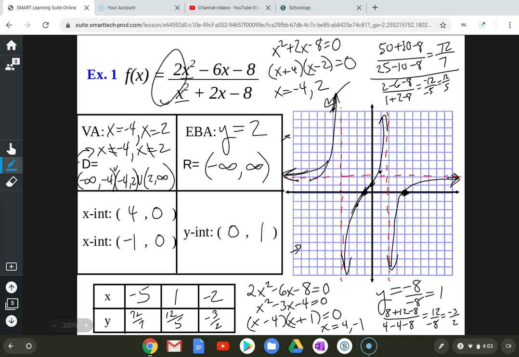So again, I'm just going to reiterate: you start with your asymptotes. Let the asymptotes help you, especially with the left and right hand sides, and then just plot points for the middle.